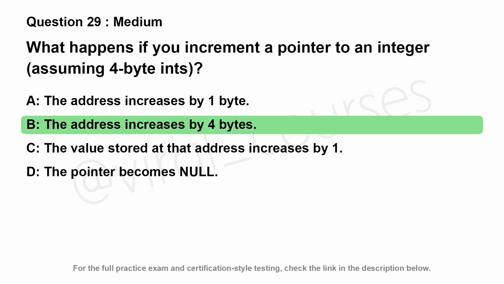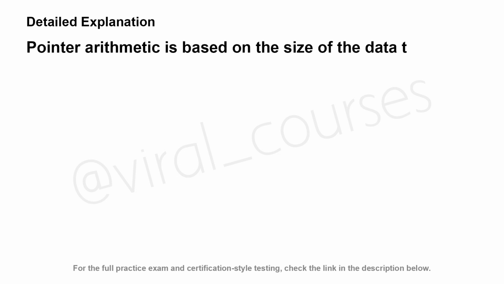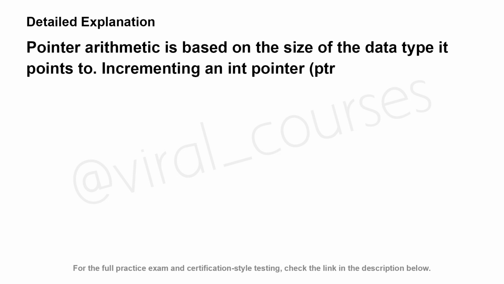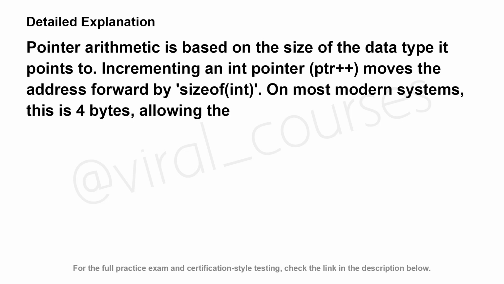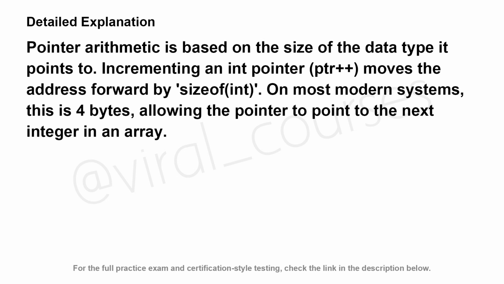The correct answer is B. Pointer arithmetic is based on the size of the data type it points to. Incrementing an int pointer, ptr++, moves the address forward by sizeof(int). On most modern systems, this is 4 bytes, allowing the pointer to point to the next integer in an array.